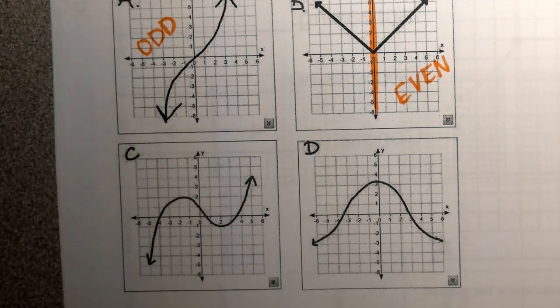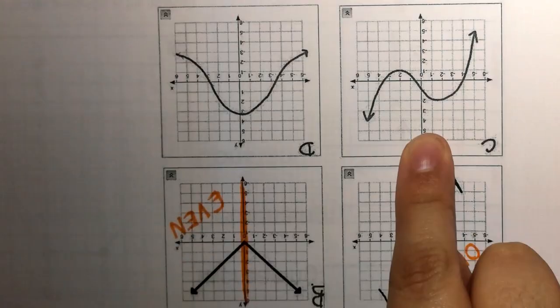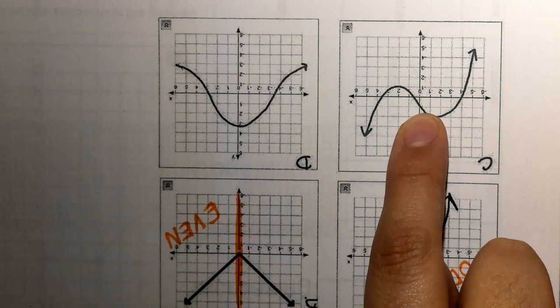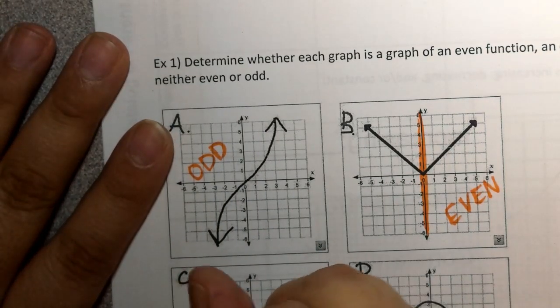C, even, odd, or neither? It's definitely not even, right? Because it's not symmetric about the y-axis. Is that the same picture you have on yours without turning it? Why not? Yeah, look at the y-intercept on yours. Look at the y-intercept on mine. Is it in the right spot? No. So this is neither.